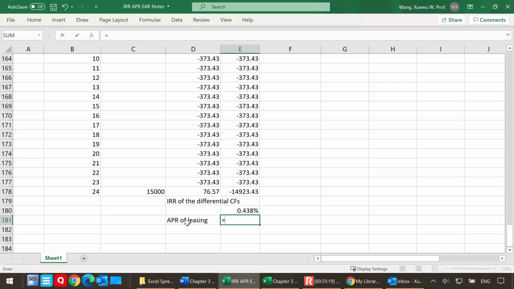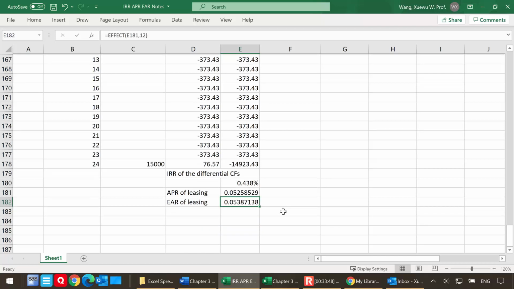That's going to be equal to the IRR, this is the monthly rate, and I'm going to multiply this by 12 because you're paying monthly. Then I can look at the EAR of leasing. So that's going to be the effective function applied again, and I'm taking the APR, I'm putting down 12 here for the compounding frequency parameter, and that's going to be 5.38%.